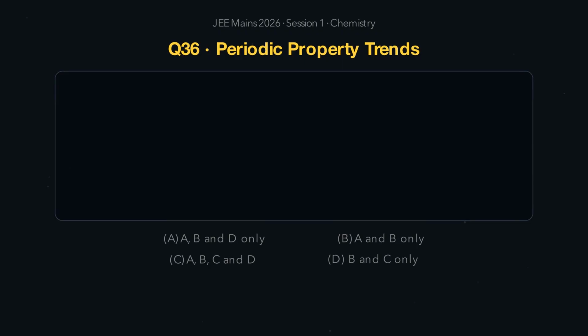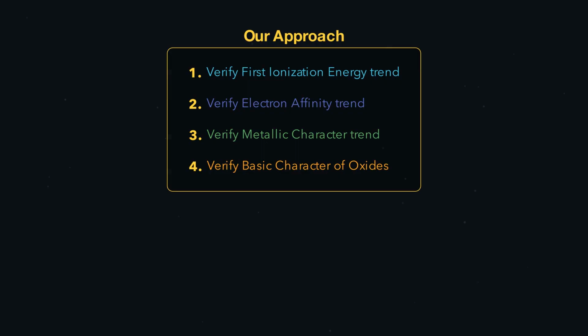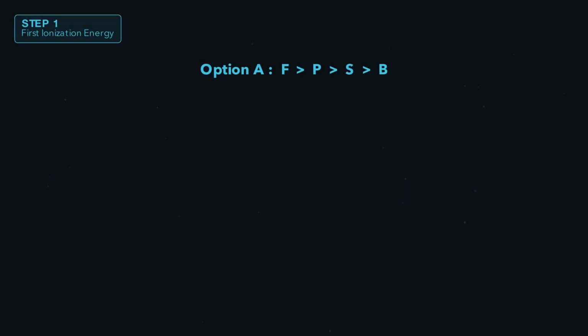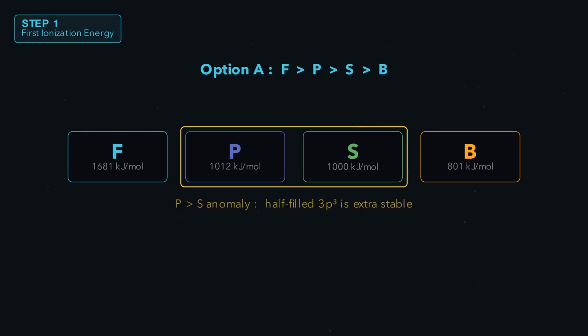Here's our approach. First, we'll verify the first ionization energy trend for fluorine, phosphorus, sulfur, and boron. Then we check electron affinity for chlorine, fluorine, sulfur, and phosphorus. Next, we examine metallic character. And finally, the basic character of metal oxides. The key moves are 2 famous anomalies that JEE loves to test.